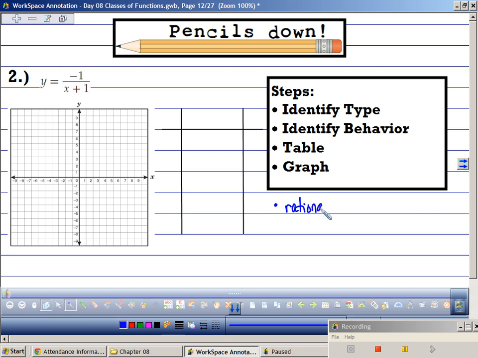Rational. This is a rational function. I'm going to go a little bit quicker through this one because we just did these. I'm going to identify the behavior. First of all, what does a rational function look like? Looks like this.